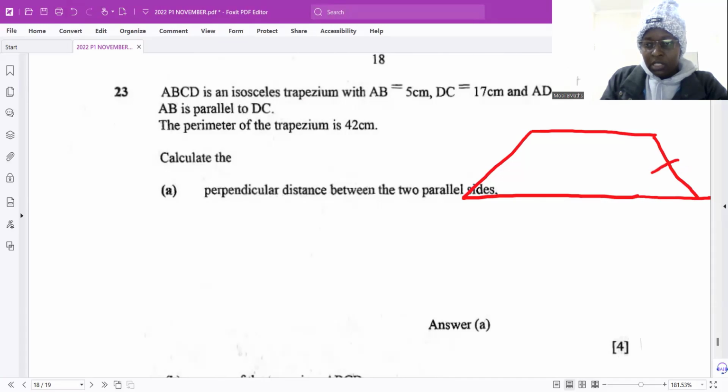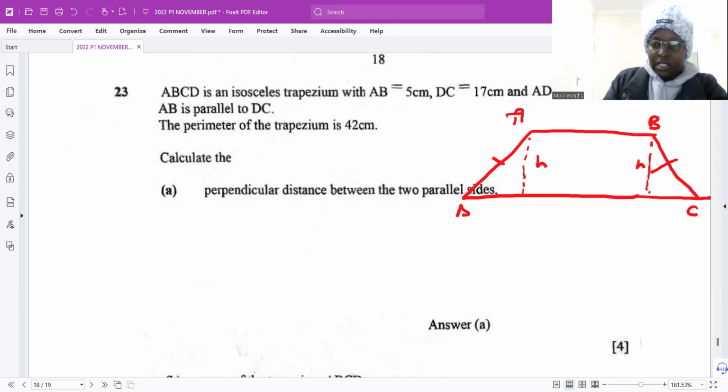But isosceles means this side and this side are equal. So this can be my A, this is my B, this is my C, and this is my D. So I can draw heights here like this, perpendicular distance anyway, since we are looking for that. So AB is 5 centimeters, so this one is also 5, but DC is 17.